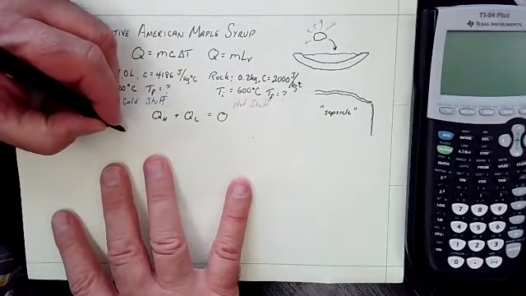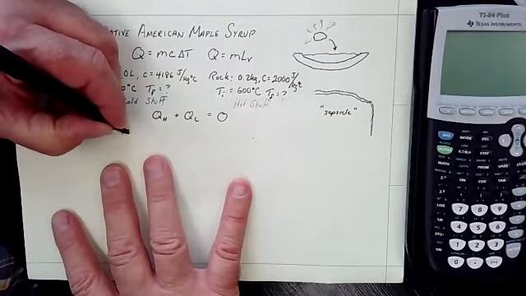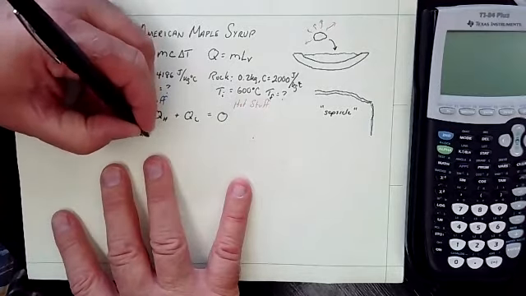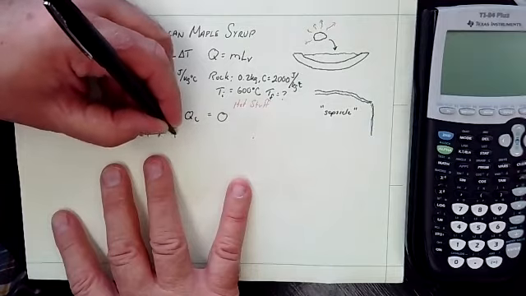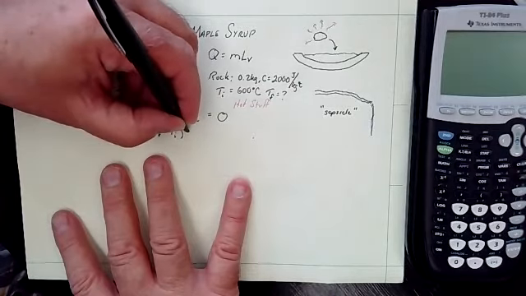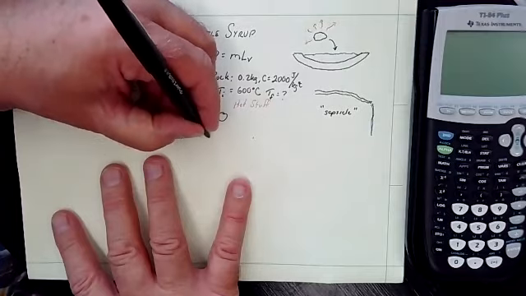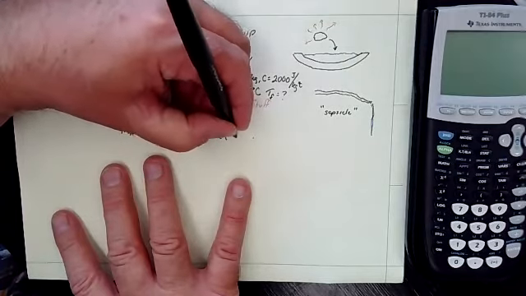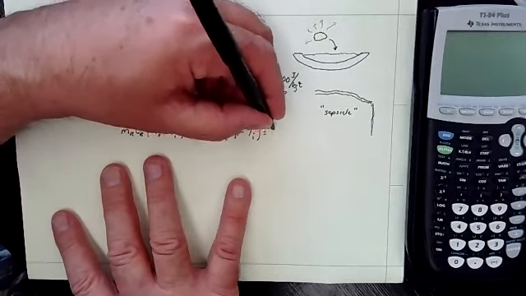Right, so let's spell it out. We'll use R for the rock. So this is going to be MRCR, and delta T, which is TF minus TI, plus M, we'll use S for syrup, C for syrup, TF minus TI is equal to 0.